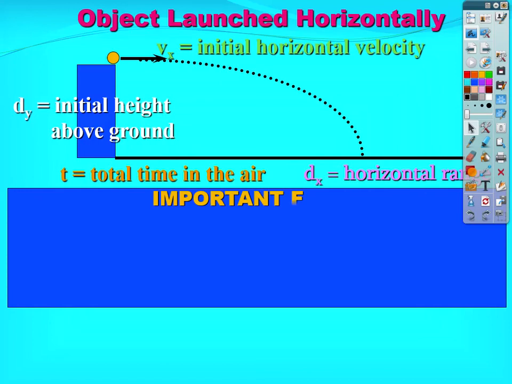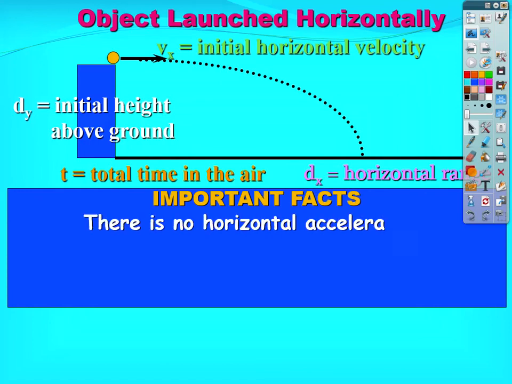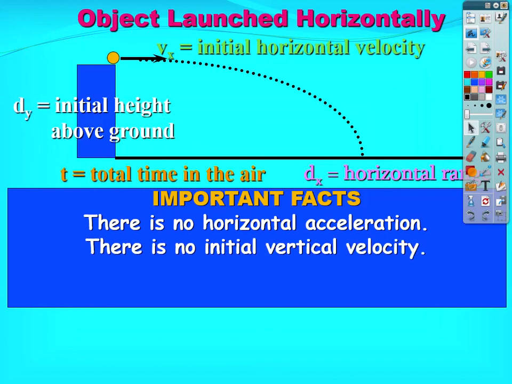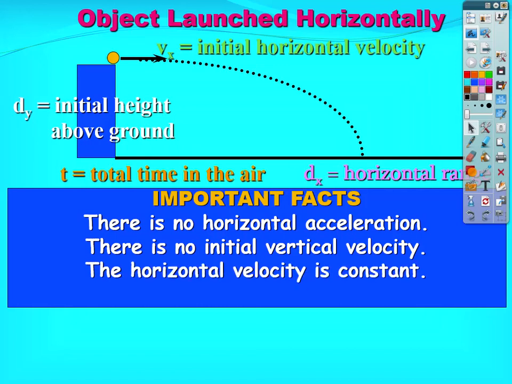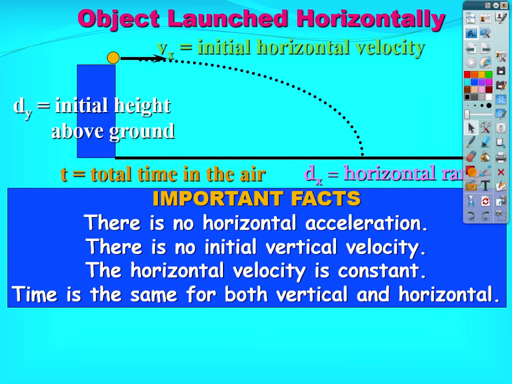So some major things to remember. There is no horizontal acceleration, so your horizontal velocity stays the same the entire time. There is no initial vertical velocity. So again, we're already giving you some of these numbers. Go back and think about the prior video on general projectile motion. We already are given some of these values, and it's a kinematic problem. As long as you have 3 out of the 5 values, you're good to go, and 0 counts as one of the values. The horizontal velocity will stay constant. That refers back to the first point. And the time is the same for both vertical and horizontal. Time is a scalar quantity, therefore it's not affected horizontally or vertically.